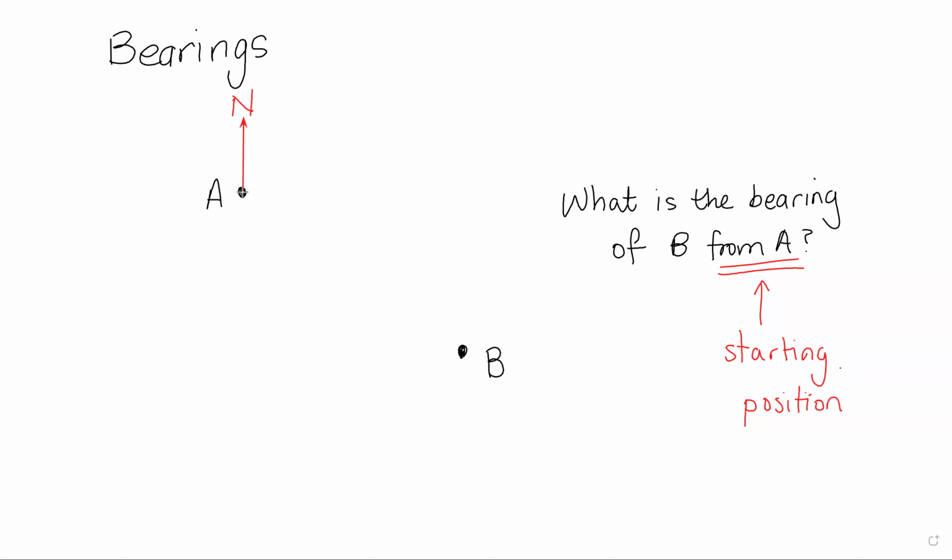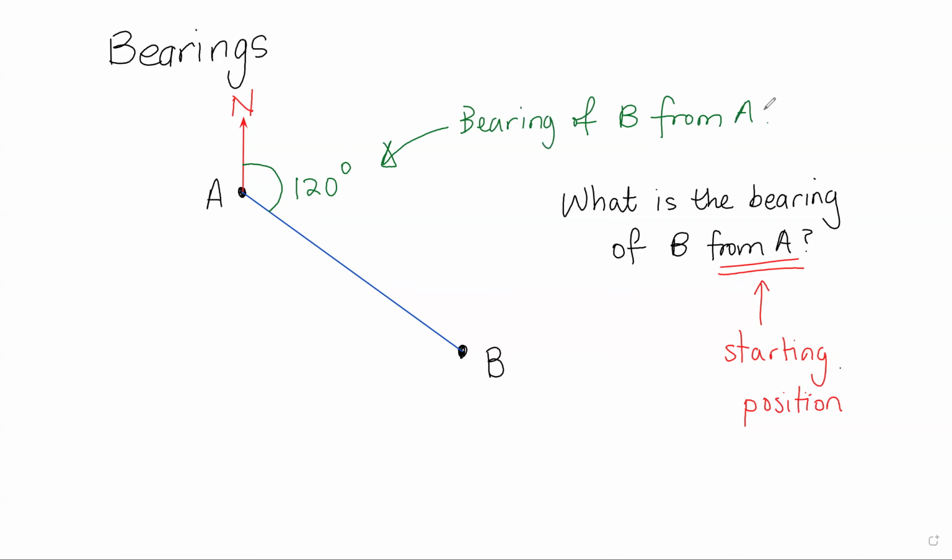So this line connecting A to B, that line AB. You see this angle over here, guys? This angle between that north line at A and the line AB. This is the bearing of B from A. So let's say it is a bearing of, well, it's more than 90 for sure. Let's say it's 120 degrees. So therefore, the bearing of B from A is 120 degrees. This is the bearing of B from A. That's what bearings are.